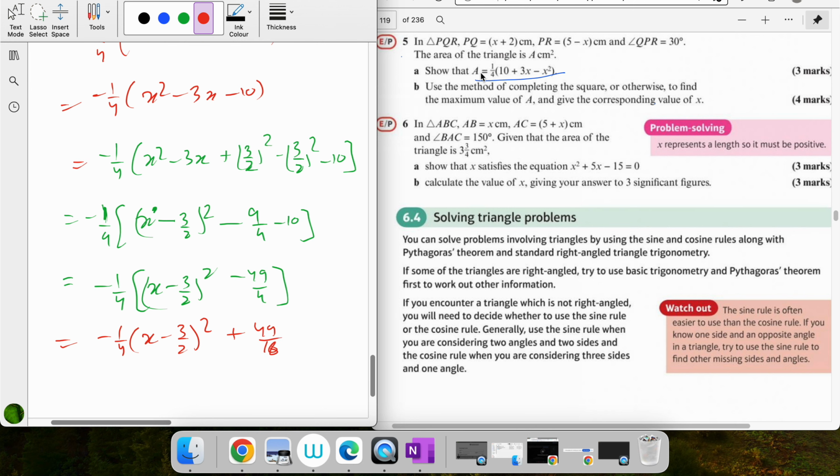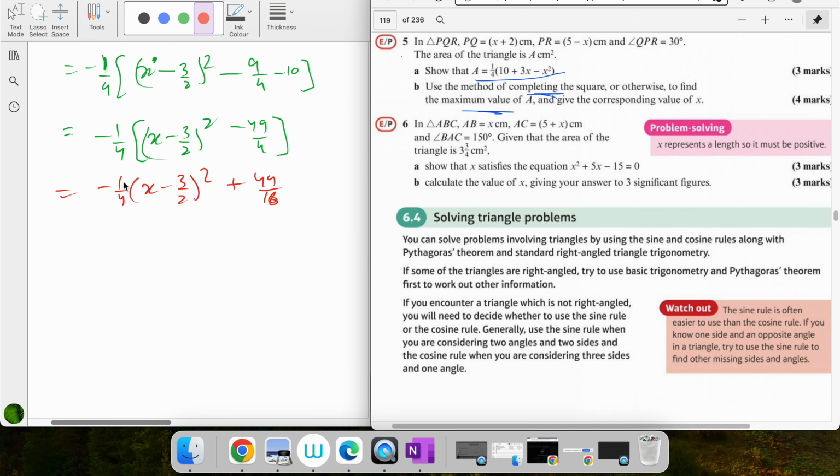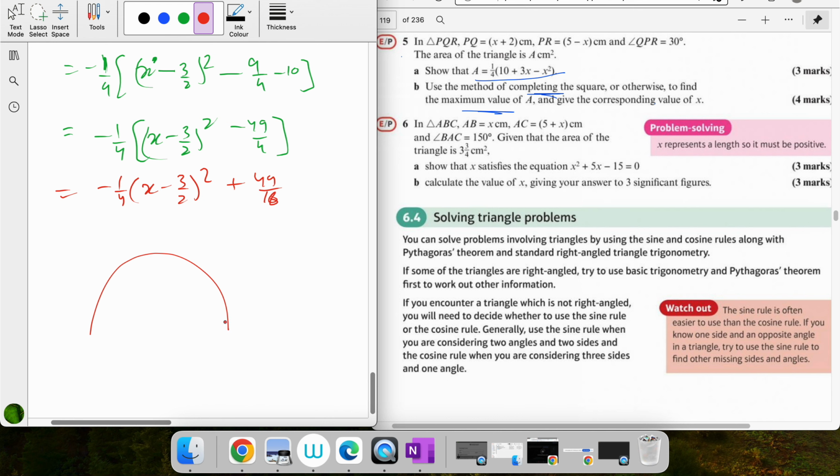So the demand was to use the method of completing square form, or otherwise, to find the maximum value of a. So it is a sad face, and the turning point of which is x equals 3 by 2 and y equals 49 by 16. So the maximum value is 49 by 16.